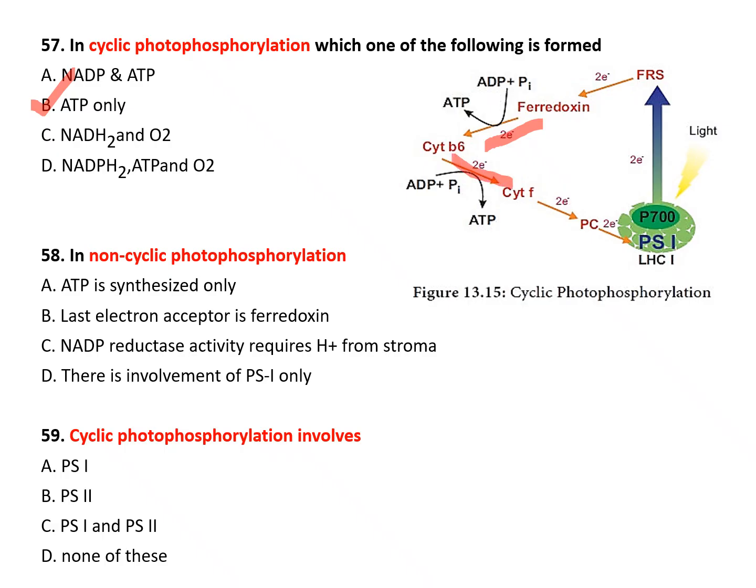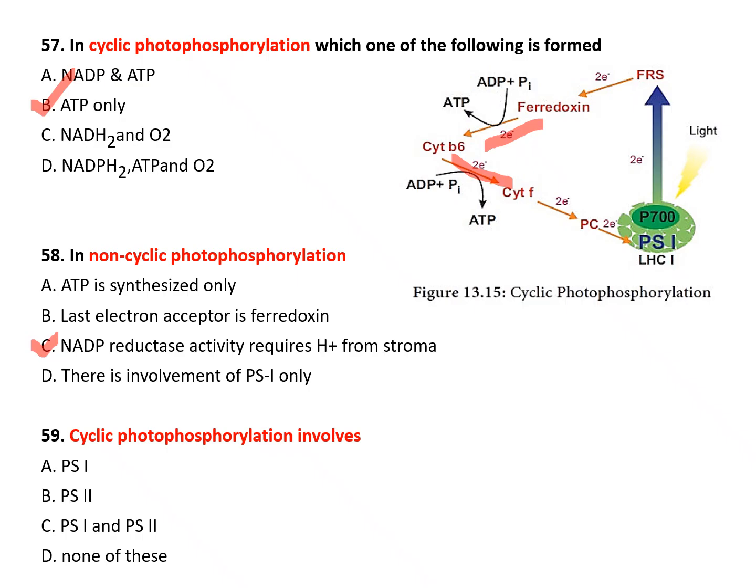The next question, number 58. In non-cyclic photophosphorylation, option A, ATP is synthesized only. Option B, last electron acceptor is ferredoxin. Option C, NADP reductase activity requires H plus from stroma. Option D, there is involvement of PS1 only. The correct answer is option C, NADP reductase activity requires hydrogen ion from stroma.